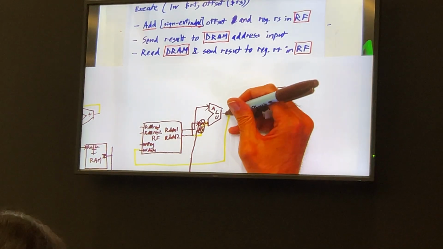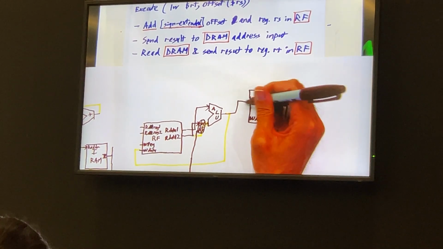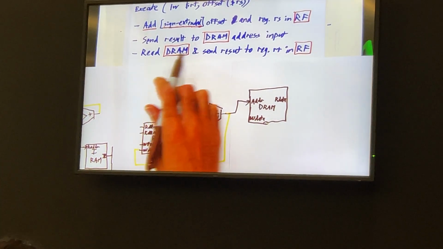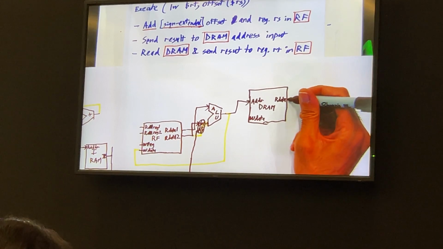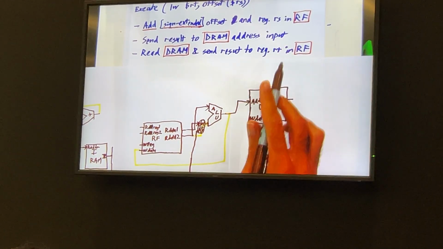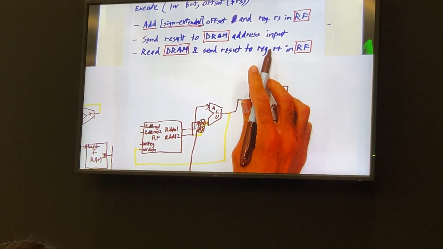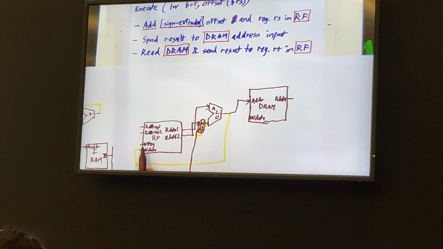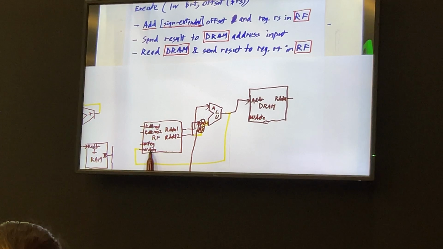The ALU result goes to the DRAM address input. Alright. Read the RAM and send the result to register RT. And that is, if you look at the machine code, register RT is going to be mapped to these bits. So I want to connect that to this yellow line.